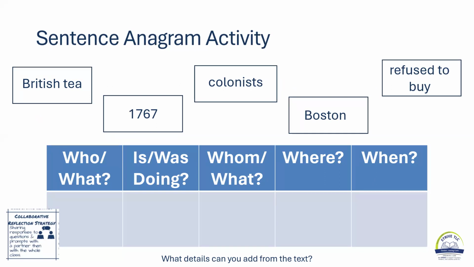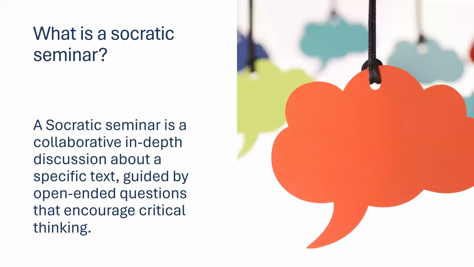Colonists refused to buy British tea in Boston in 1767 would be the correct answers. And then what I might do is have students take the text and see if they can expand this to make a more complex sentence. There are lots of words from the text that could be used to add more detail and make this a more expanded, complex sentence with more details and more information from the text. This is a great summary activity, and if you need an extension for some students, adding the different details is another way to extend that activity.